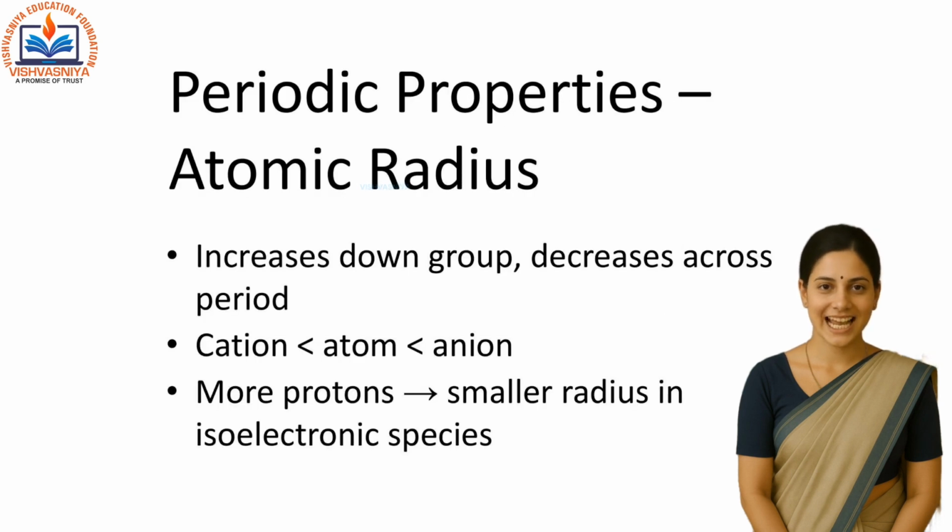Let's now understand how properties vary across the table. First, atomic radius. It's the distance from the nucleus to the outermost shell. Increases down a group, more shells. Decreases across a period, higher nuclear pull. Also, remember, cation radius is smaller, anion radius is larger than neutral atom. In isoelectronic species, more protons means smaller radius.